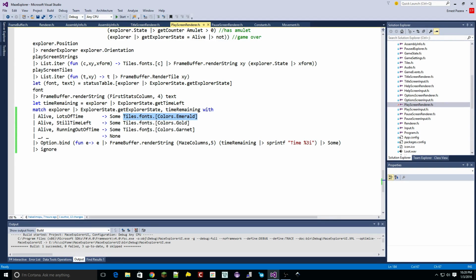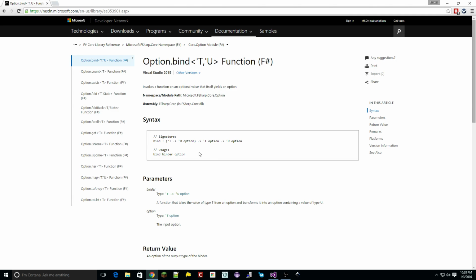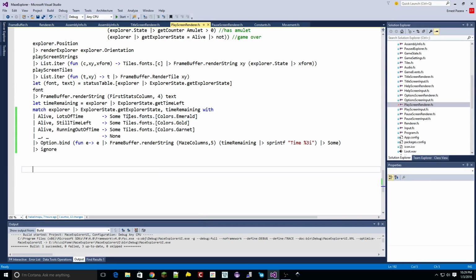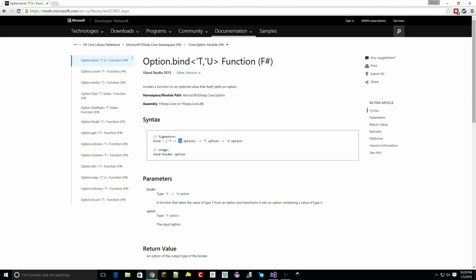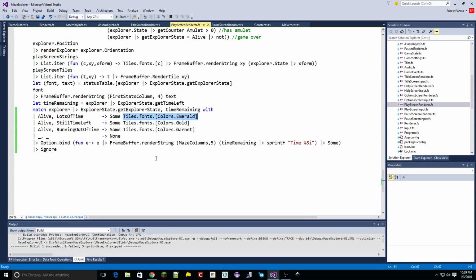But so, where did I go wrong? The thing where I'm going wrong is bind takes a T, which in this case was a font, and returns a U option. And I was thinking to myself, I don't have a U. There isn't anything that it returns.